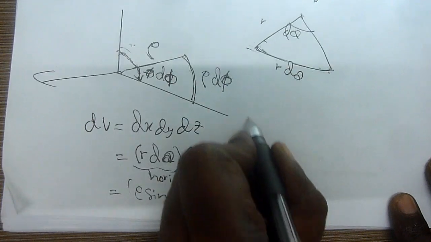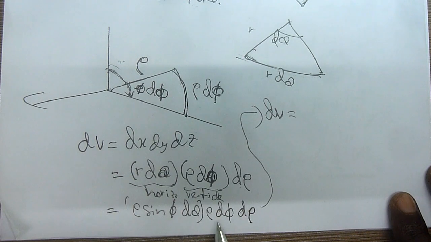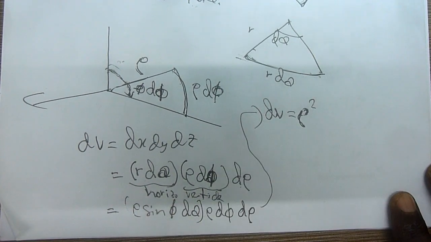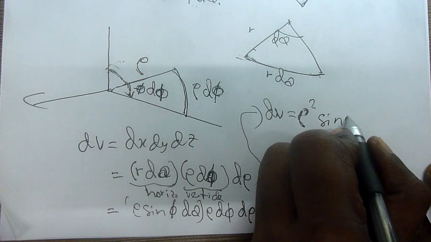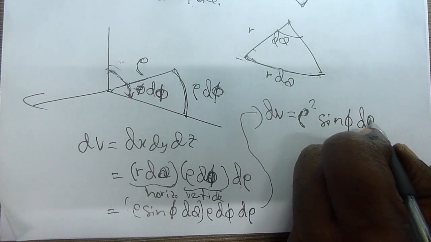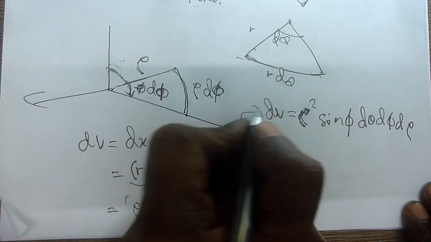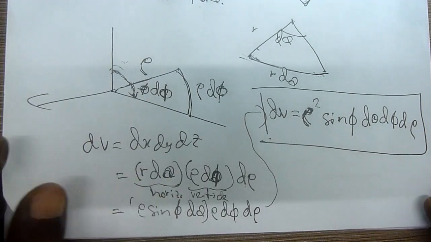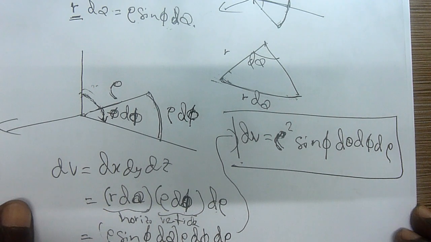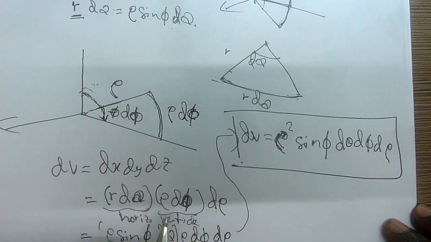If I just bring it up here, therefore the dV can be written as, combine, rho squared sine phi d theta d phi d rho. We already found the logic of this. Done. Can you see that? Spherical coordinates ready. Wow. Again, can you see that?